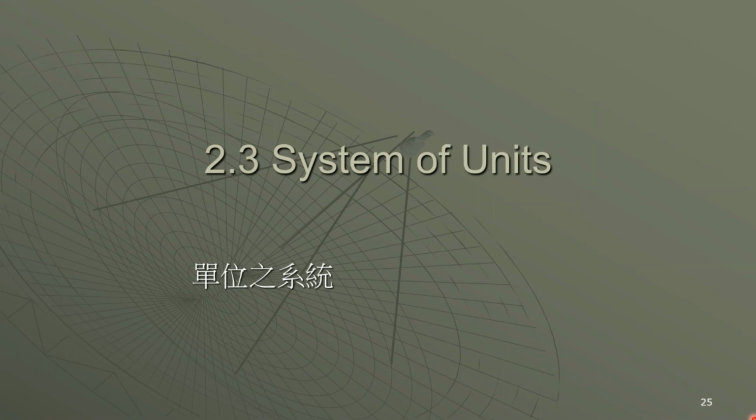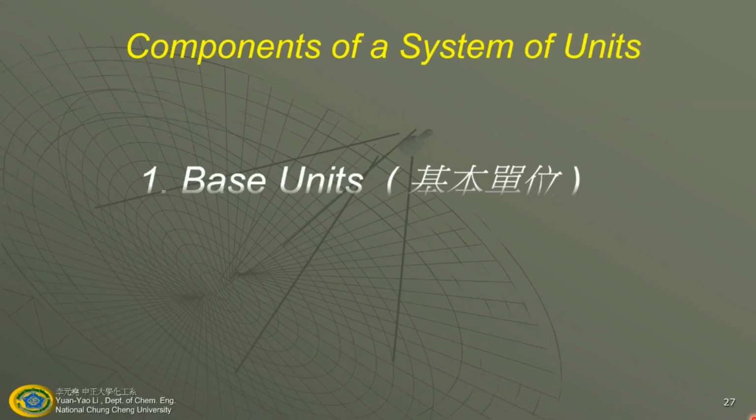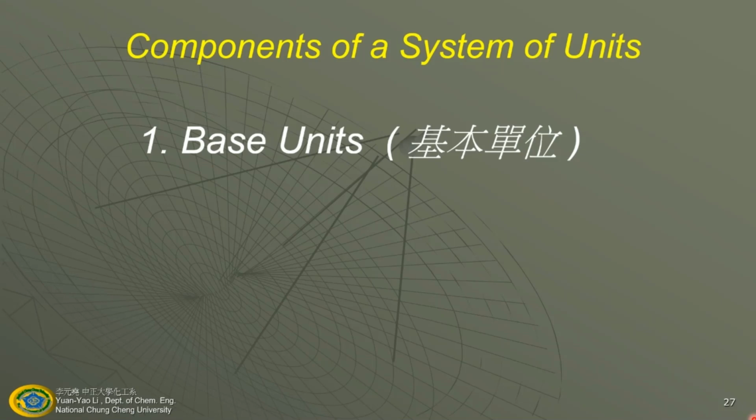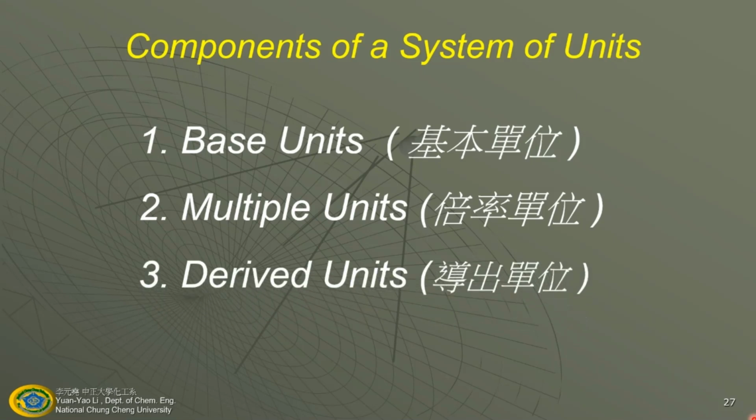Next, section 2.3, system of units. Let's think of the components. What are the components of a system of units? There are three components. The first one is called base units. The second one is multiple units, like second becoming hours. Hour is a multiple unit, right? And the third one is derived units. Speed is a derived unit, right? But basically you need to know what the base units are first.